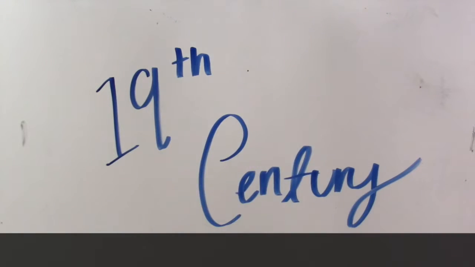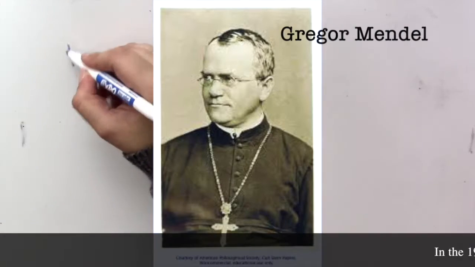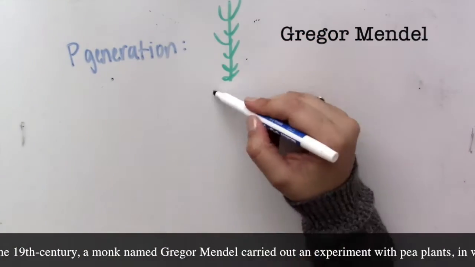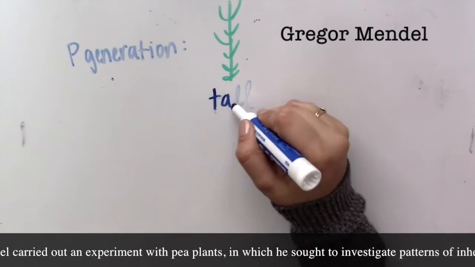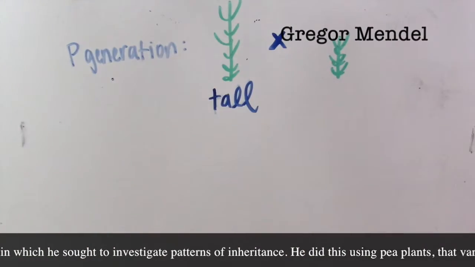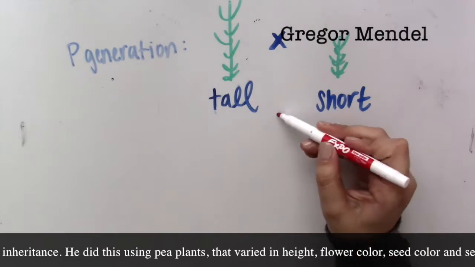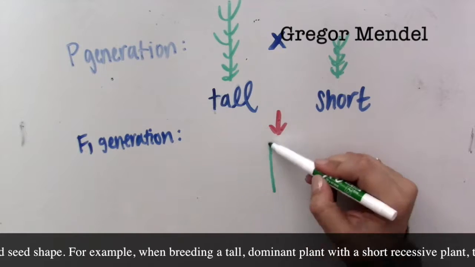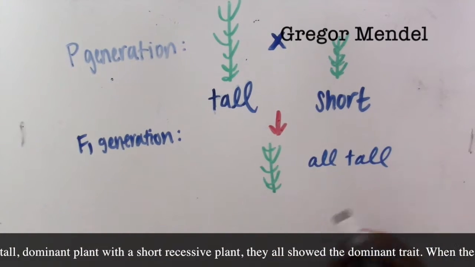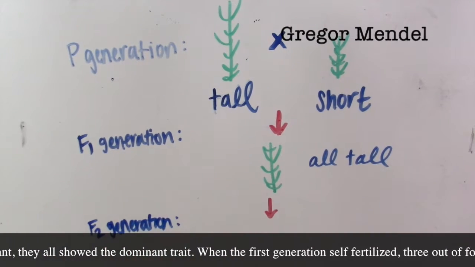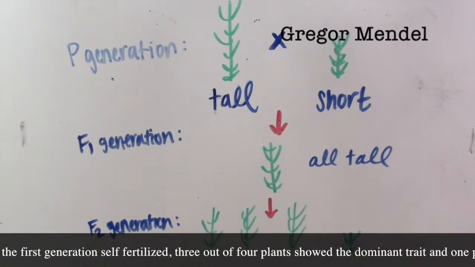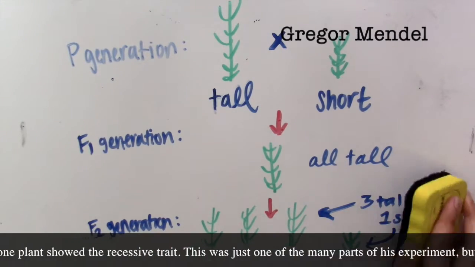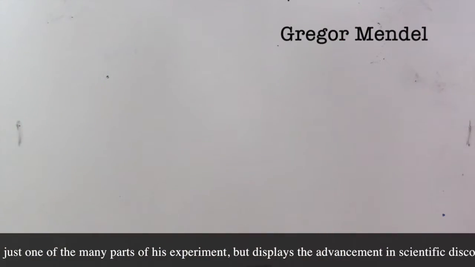In the 19th century, a monk named Gregor Mendel carried out an experiment with pea plants, in which he sought to investigate patterns of inheritance. He did this using pea plants that varied in height, flower color, and seed shape. For example, when breeding a tall dominant plant with a short recessive plant, they all showed the dominant trait. When the first generation self-fertilized, 3 out of 4 plants showed the dominant trait and 1 plant showed the recessive trait. This was just one of the many parts of his experiment, but displays the advancement in scientific discovery.